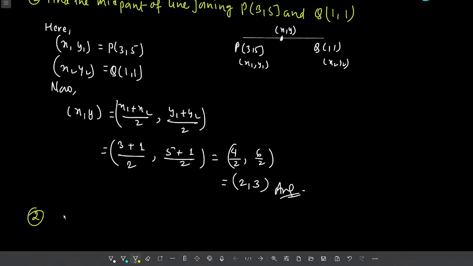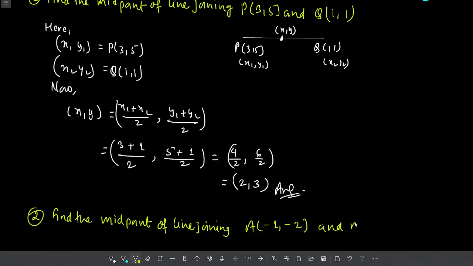Okay, now I'll give one question for you. Question number 2 is for you. Find the midpoint of the line joining A(-1, -2) and B(7, 6). Get the answer of this. This is your question.